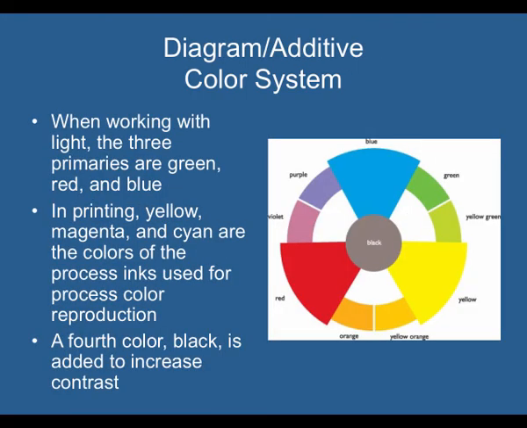So we're working with lights, green, red, and blue. In printing, though, we're going to be using yellow, magenta, and cyan. Those are the main colors for the process inks that they're used for color reproduction. Now, you'll note that any of you have a printer that has a color cartridge on it. But when you look at that color cartridge and you look at the box, you'll find that it doesn't say red, yellow, and blue. It says red, cyan, and magenta.